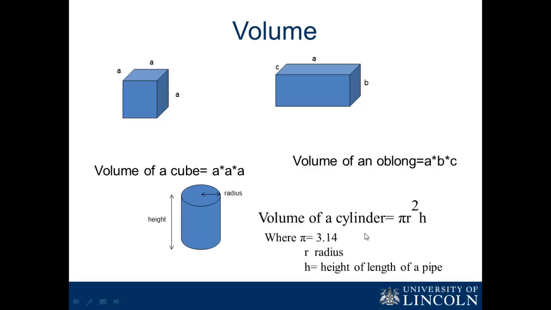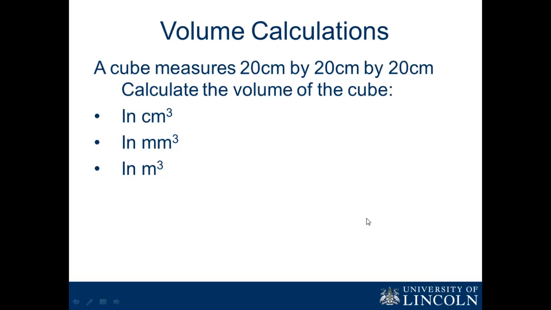So your pi is 3.14, r is your radius, H is your height or the length of the pipe. Sorry, this should be height or length of the pipe.